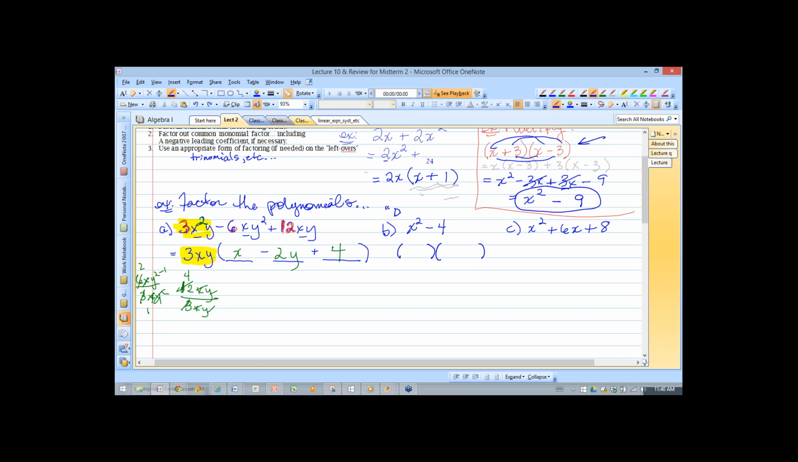Let me write this down too. If you want to look it up and get more practice, I have worksheets and worksheets on this, by the way. If you want more practice, let me know. Difference of squares, two perfect squares, okay?